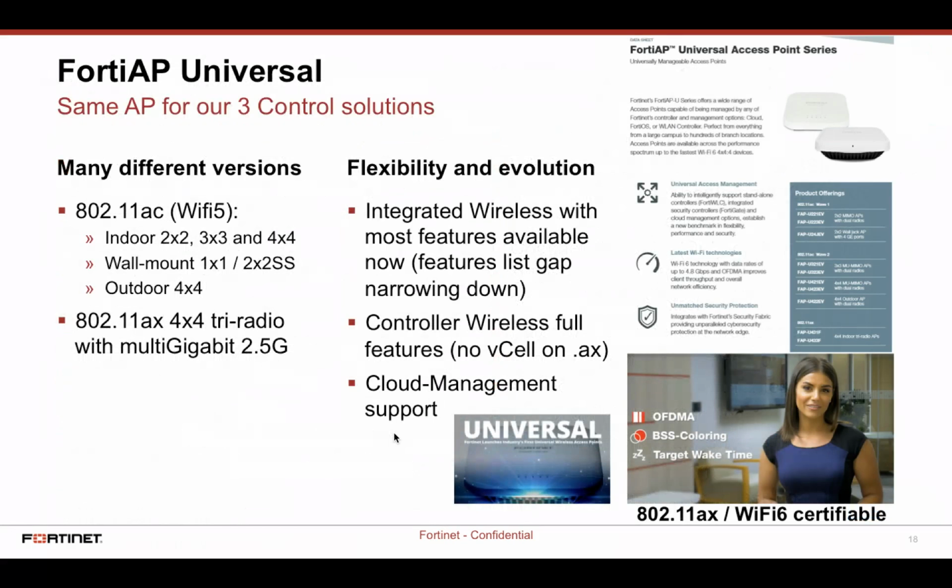And moving on to the universal access point, just to remind you again, on a universal access point platform, the APs can be used across all three management platforms of Fortinet, including integrated, controller, and cloud. This means you can have a universal AP managed by a FortiGate, or the same AP managed by a centralized on-premise controller, or the same universal access point managed over FortiCloud. So it's a choice of deployment.